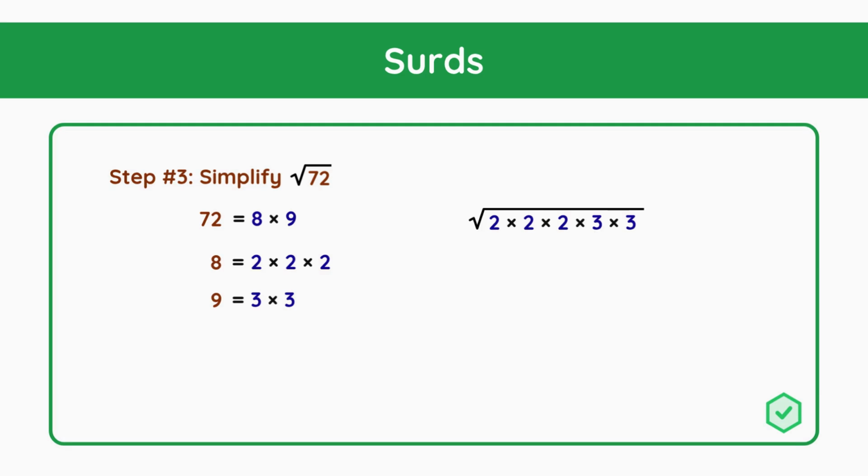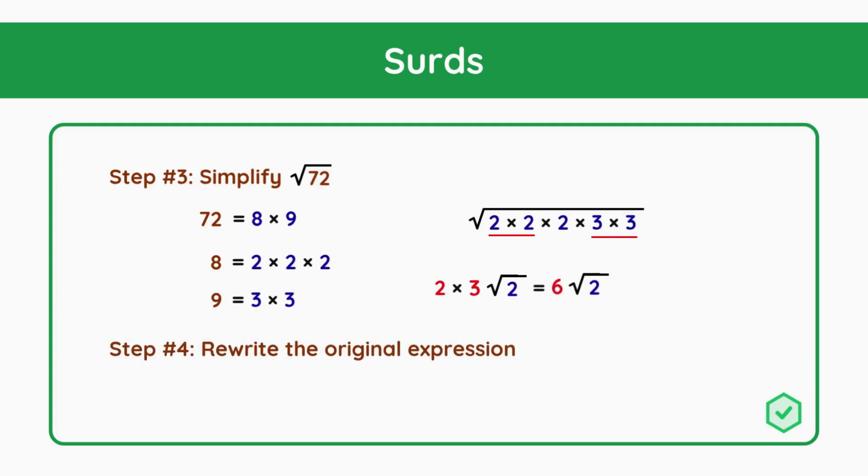Now we look for pairs. We have a pair of 2's and a pair of 3's. We move both of these pairs outside, leaving a single 2 inside the root. 2 times 3 square root of 2, which simplifies to 6 square root of 2. Now we rewrite the entire original problem using our three simplified terms.